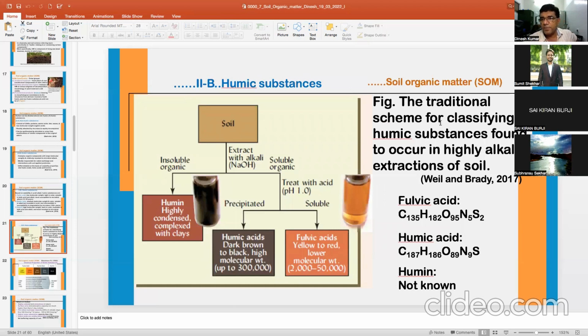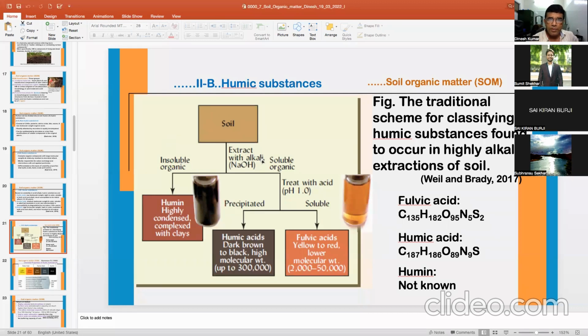The traditional scheme for classifying humic substances is found in highly alkaline extraction of soil. So you can extract the soil with high alkali and you will find three different fractions. You take a certain quantity of soil, and you prepare a highly alkaline solution, NaOH. I do not remember the concentration, it can be found out. And then you extract with a certain concentration of NaOH.